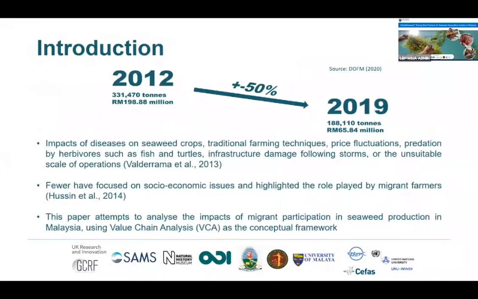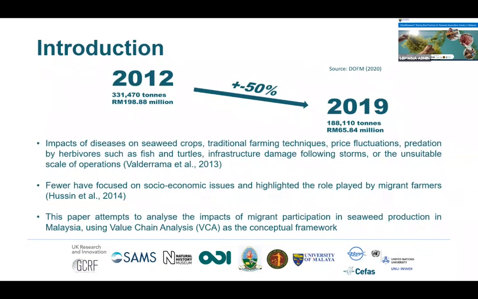In 2012, Malaysia produced around 300,000 tonnes of wet seaweed, and the value was around RM 200 million. But the production has been reduced to 188,000 tonnes of wet seaweed, and its value is around RM 65 million. Annual seaweed production has decreased by 50% when we compare 2012 to 2019.